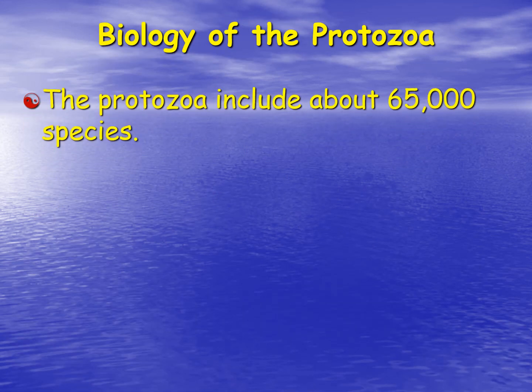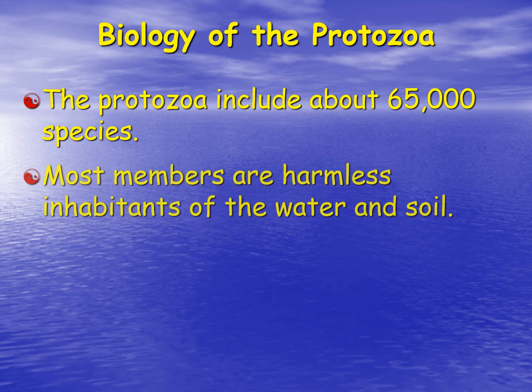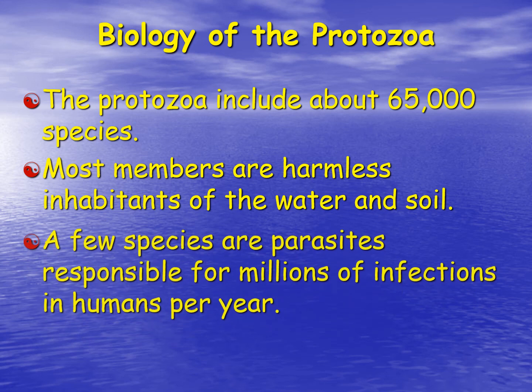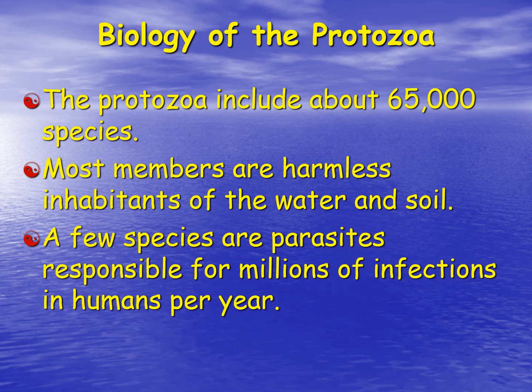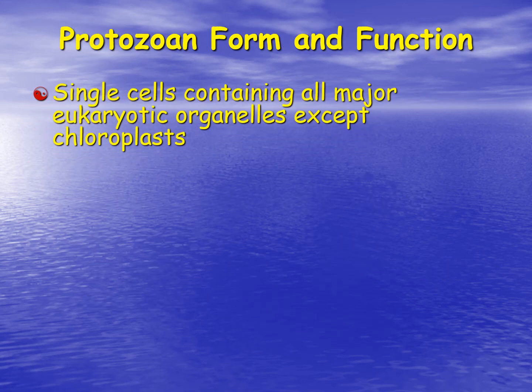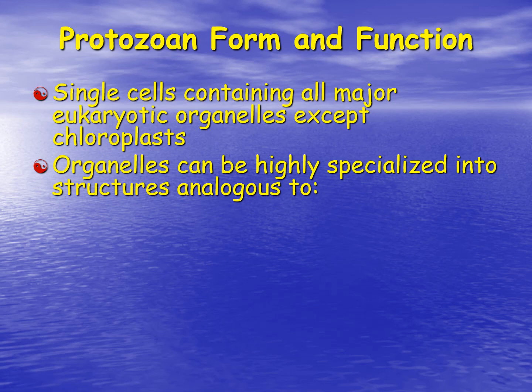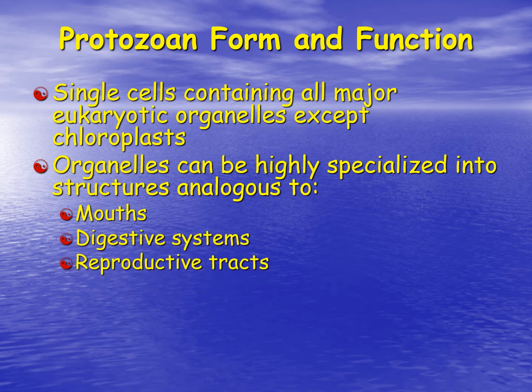The protozoans include about 65 hundred different species. Most members are harmless and are inhabitants of either water or soil. A few species are parasitic and are responsible for millions of infections in humans every year. Protozoans are single cell, containing again all the major eukaryotic organelles except for chloroplasts. The organelles can be highly specialized into structures analogous to mouths, digestive systems, very primitive reproductive tracts, and even legs or means of locomotion.